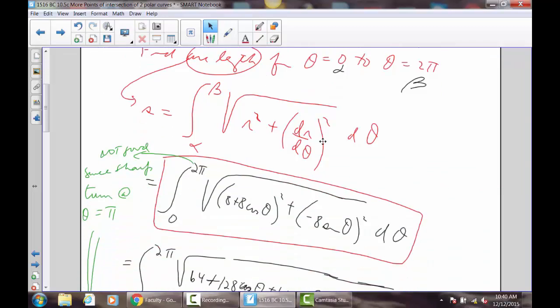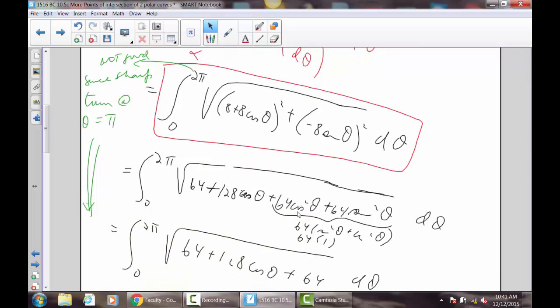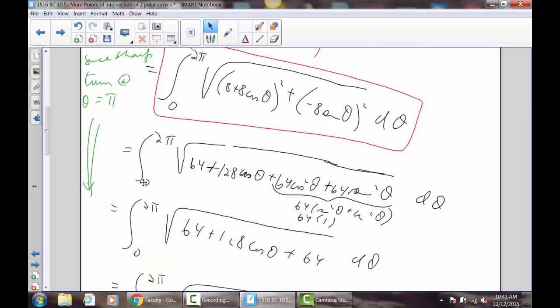Okay, so here's our formula. Our r squared was 8 plus 8 cosine theta, so our r squared is the square of that. Dr d theta, if you take the derivative with respect to theta of this r, you'll get 0 plus 8 times negative sine theta. So negative 8 sine theta, which we square. Now I'm actually going to do this integration. For now I'm leaving it at 0 to 2 pi, but then at the end we realize we can't do that. Alright, so we square this, we get the following.